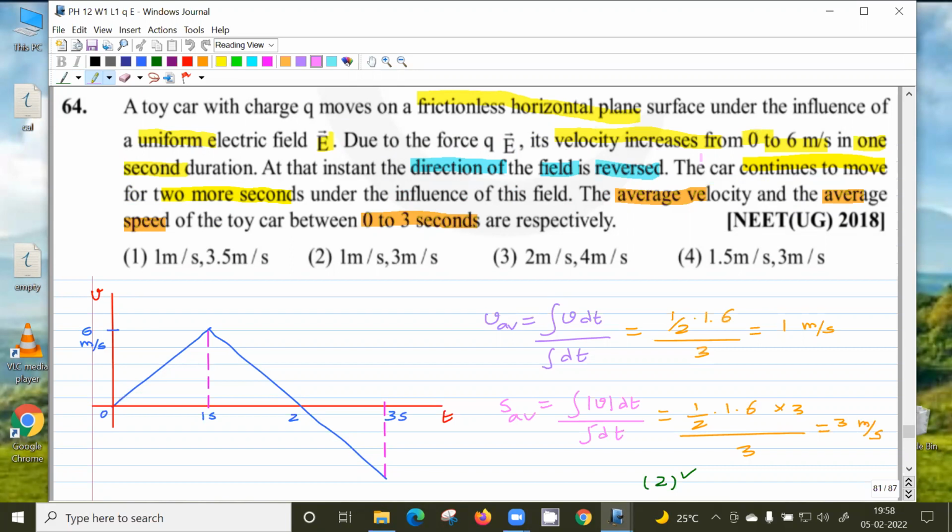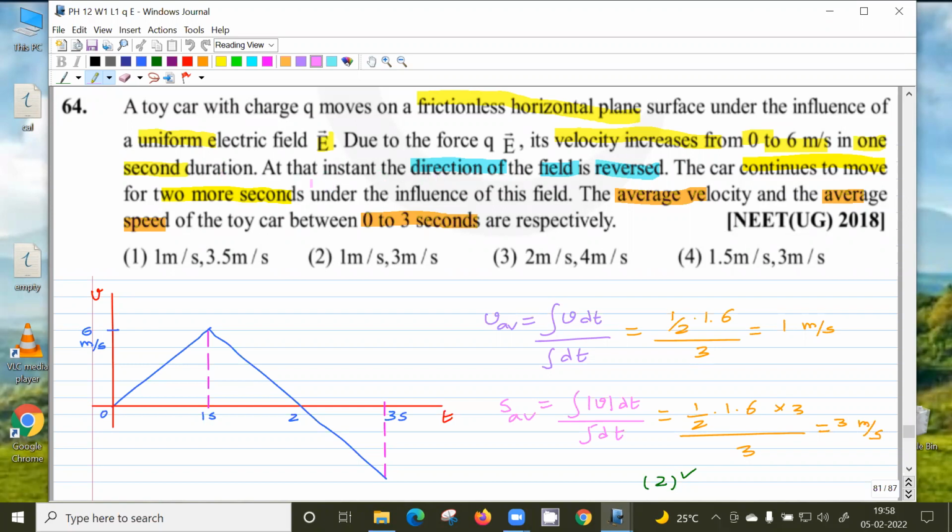Yes, sir. Okay, so velocity will increase because whenever force is there, acceleration is there. Force and acceleration are the same, just a factor of mass, force is m into a. The velocity goes from 0 to 6 in 1 second.